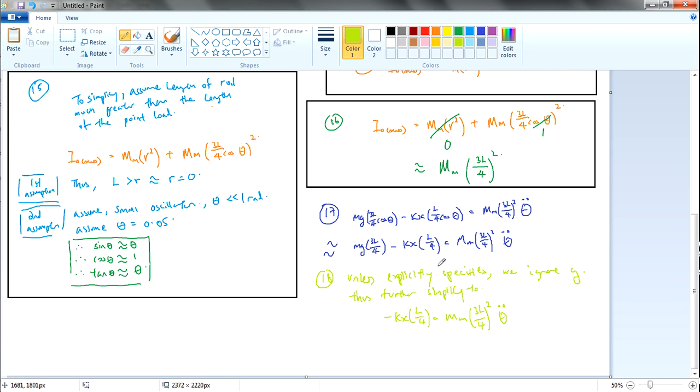Now another assumption comes in. This assumption is a little ridiculous, but I don't know how to explain it. It says that unless explicitly specified, we ignore g. So we don't care about gravity, and therefore this whole equation becomes 0. You're like, what, right? Also like, what.